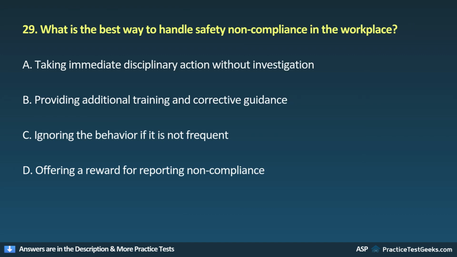29. What is the best way to handle safety noncompliance in the workplace? A. Taking immediate disciplinary action without investigation. B. Providing additional training and corrective guidance. C. Ignoring the behavior if it is not frequent. D. Offering a reward for reporting noncompliance.